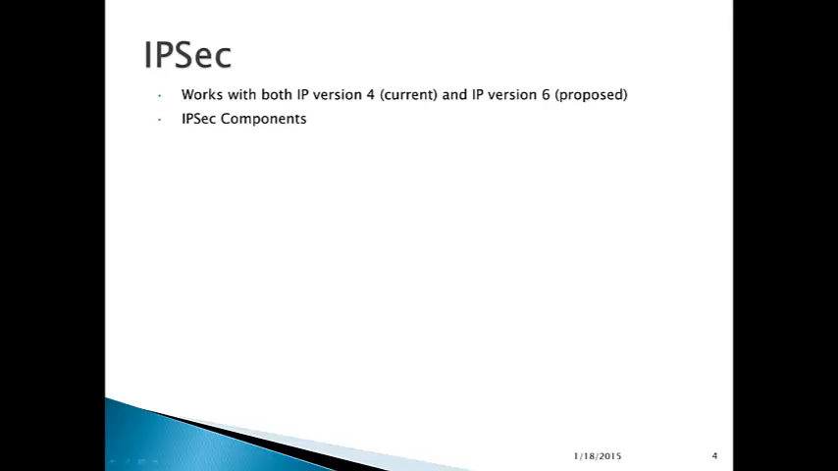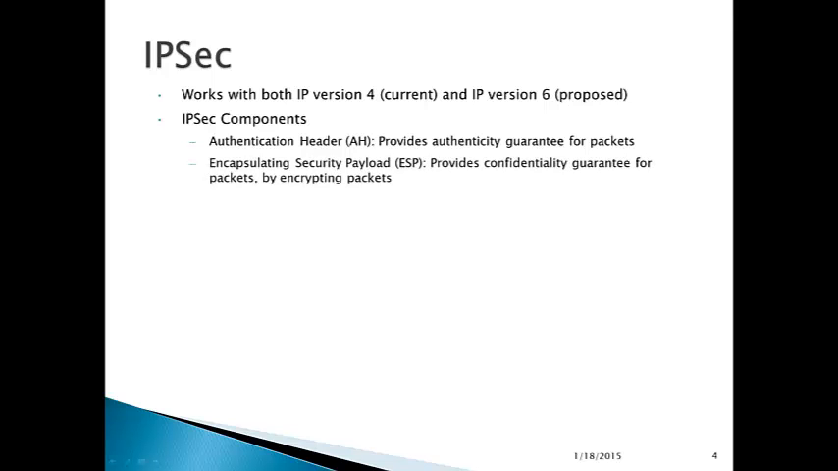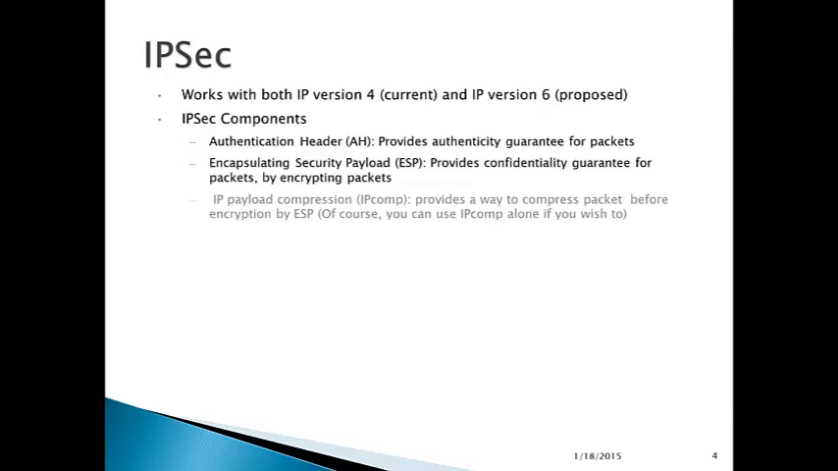The components of IPsec include an authentication header, which guarantees the authenticity of the packets, making sure that somebody in transit can't modify the packets illicitly. The Encapsulating Security Payload, which provides a confidentiality guarantee for packets by encrypting them. Payload compression, which provides a way to compress the packet before encryption. Of course, you can use this alone if you wish to. And then a method of exchanging keys between partners so that you can enable all of the cryptography required for AH and ESP.